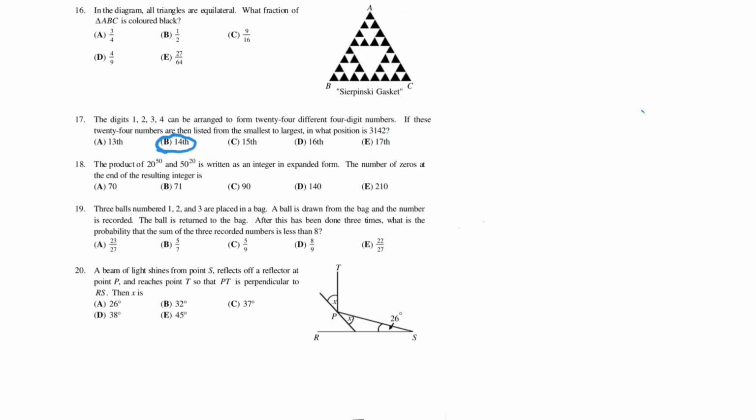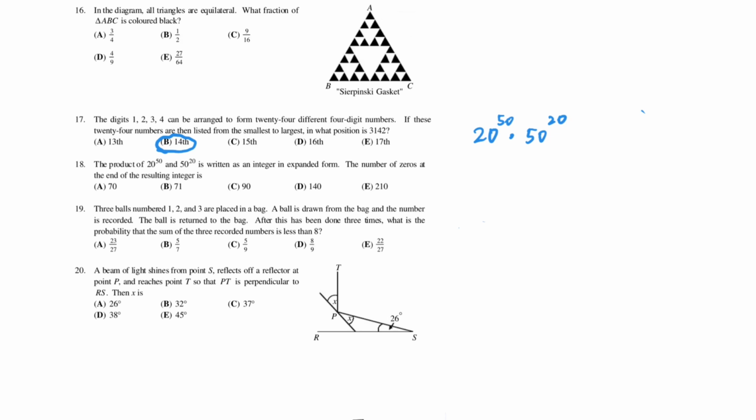Number 18. The product of 20 to power 50 and 50 to power 20 is written as an integer in expanded form. The number of zeros at the end of the resulting integer is. The problem is the product of 20 to power 50 times 50 to power 20.